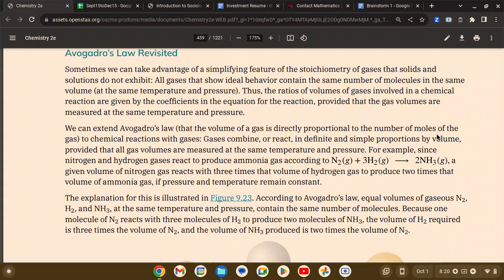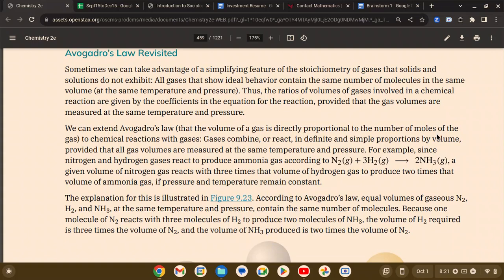Sometimes we can take advantage of a simplifying feature of the stoichiometry of gases that solids and solutions do not exhibit. All gases that show ideal behavior contain the same number of molecules in the same volume at the same temperature and pressure. Thus, the ratios of volumes of gases involved in the chemical reaction are given by the coefficients of the equation for the reaction, provided that the gas volumes are measured at the same temperature and pressure. We can extend Avogadro's law that the volume of a gas is directly proportional to the number of moles of the gas to chemical reactions with gases.